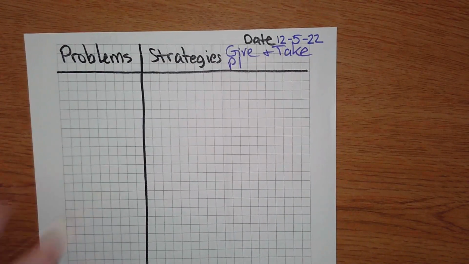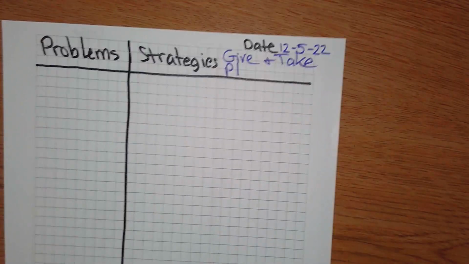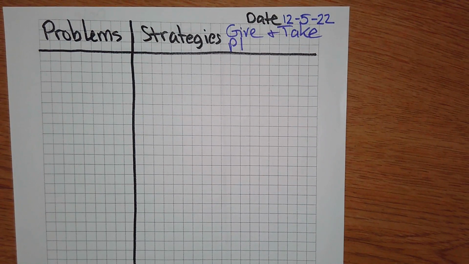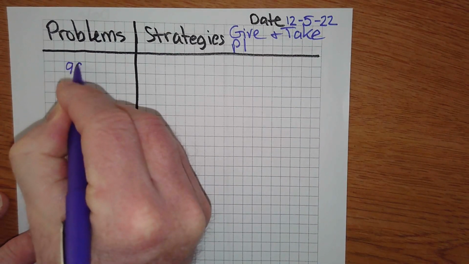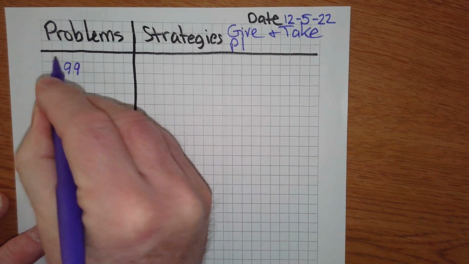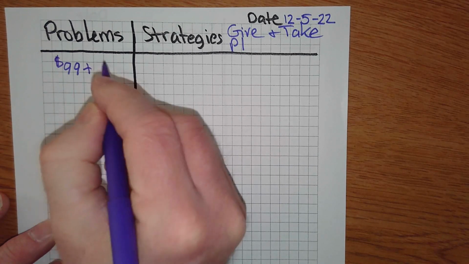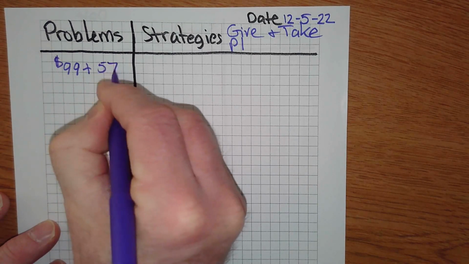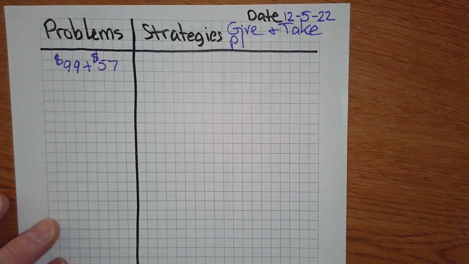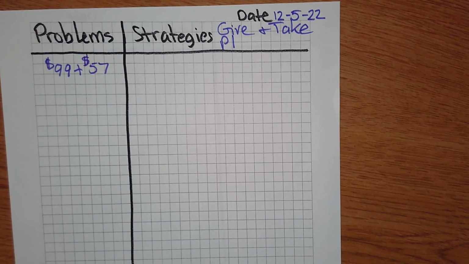It's not a big deal, but this is a great strategy for those of you that struggle with subtracting. It works with whole numbers, all kinds of different numbers. First problem we're going to put down is $99 plus $57. Solve it however you want, and then we're going to use a give and take method to show you another way to do it. Because sometimes you just kind of forget what you're doing and you freeze up, but maybe you'll remember this method.